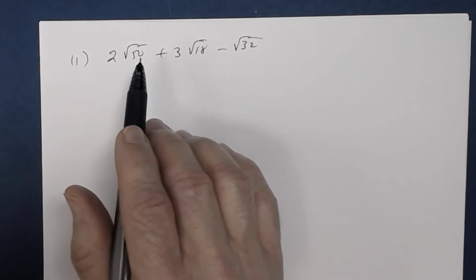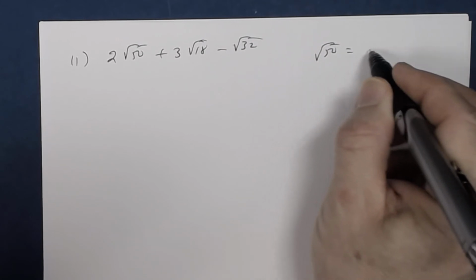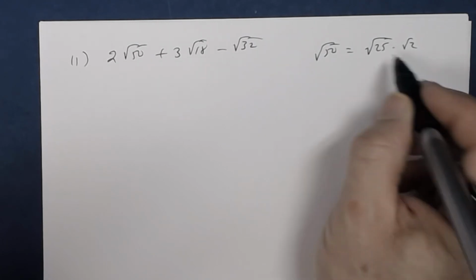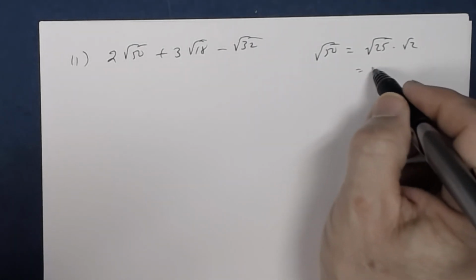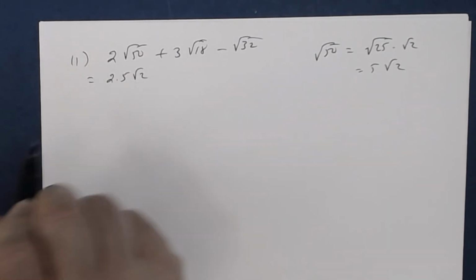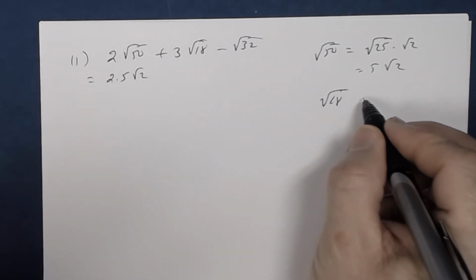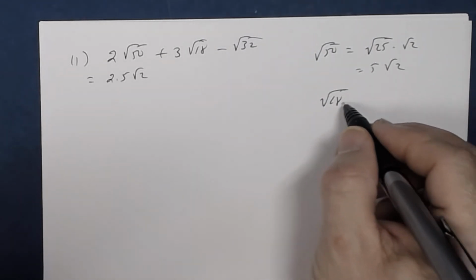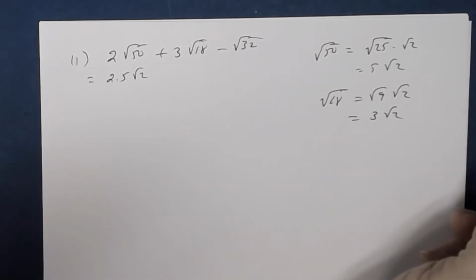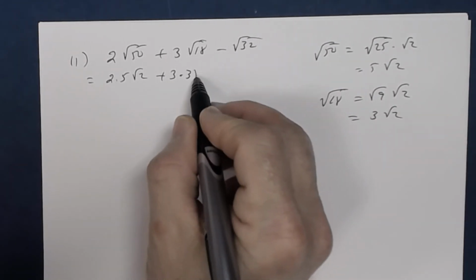Again, the first thing you have to do anyway is simplify the radicals. So the square root of 50: I can use 25, that's the largest. So the square root of 25 times the square root of 2, and so that's 5 square root of 2. So it becomes 2 times 5 square root of 2, right? Over here, square root of 18. What's the largest perfect square that goes into 18? Okay, 9. So that'll be the square root of 9 times the square root of 2, so that's 3 square root of 2. So that'll be plus 3 times 3 square root of 2, right?